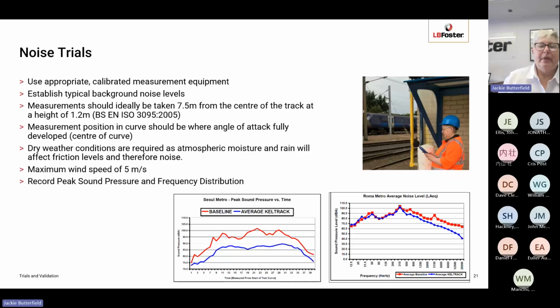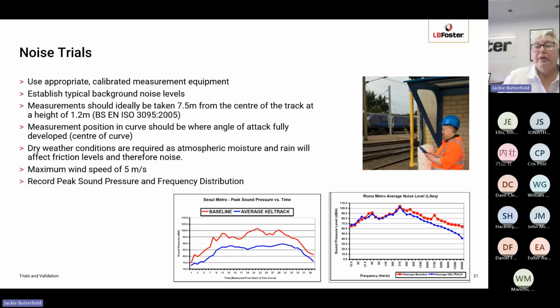Noise trials are a specific type of trials, so you can measure baseline against a noise level with or without friction management. You should always undertake to take background noise measurements, so you can compare the product against the baseline. There is a standard for taking noise measurements, and this is BS EN ISO 3095. So this dictates that you should take noise measurements ideally from 7.5 meters away from the center of the track at a height of 1.2 meters. So this is a standardized position of measurements.